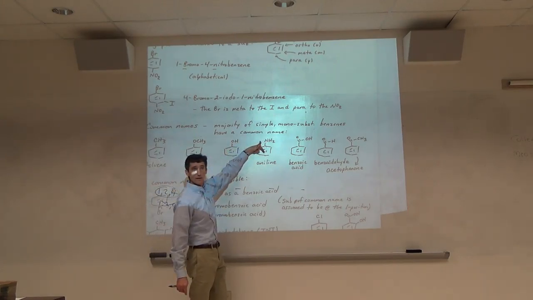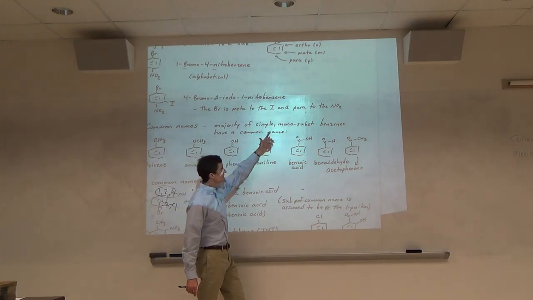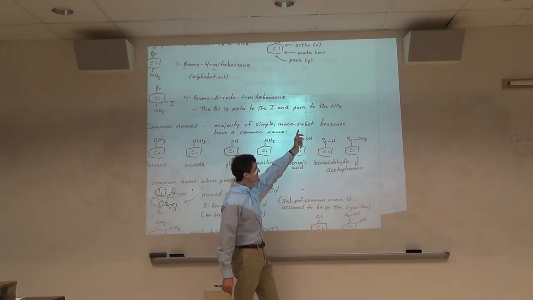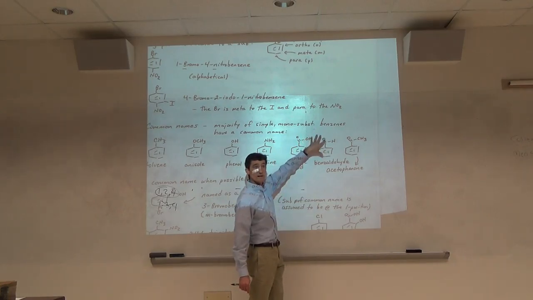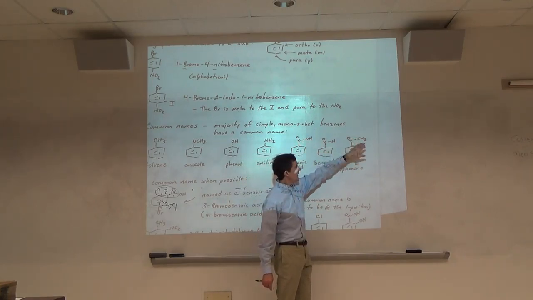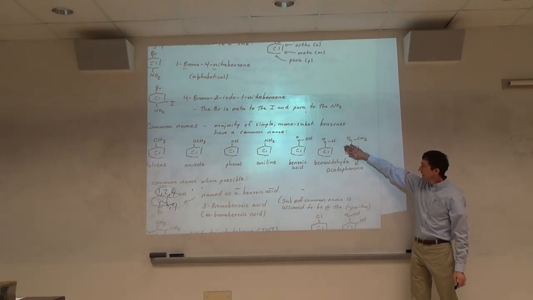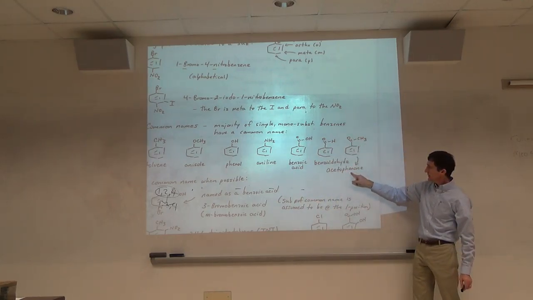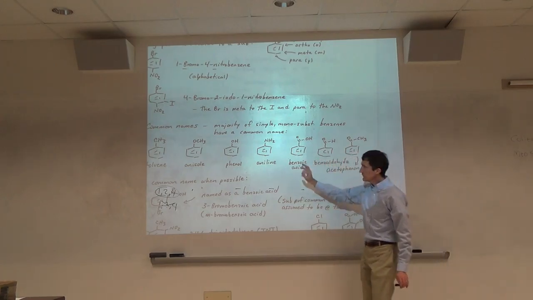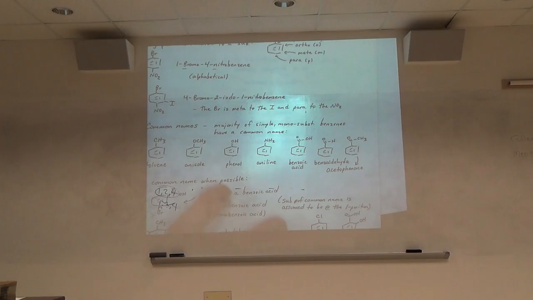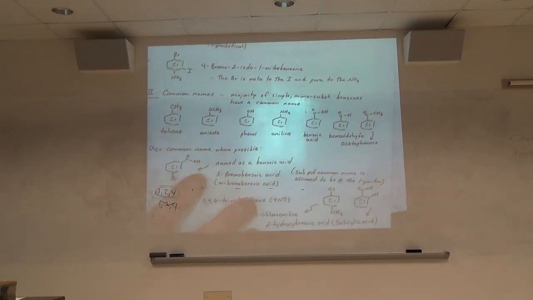Aminobenzene, aniline. Carboxylic acid on the benzene ring, benzoic acid. Aldehyde on the benzene ring, benzaldehyde. Acetophenone. If under my hand was a mouthful, it would be acetone. For the benzene ring, it's called acetophenone. If you have a common name, you want to use the common name.